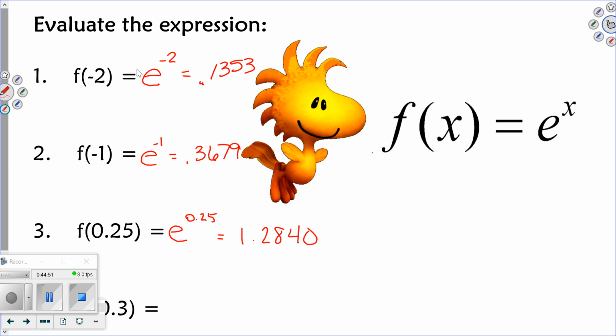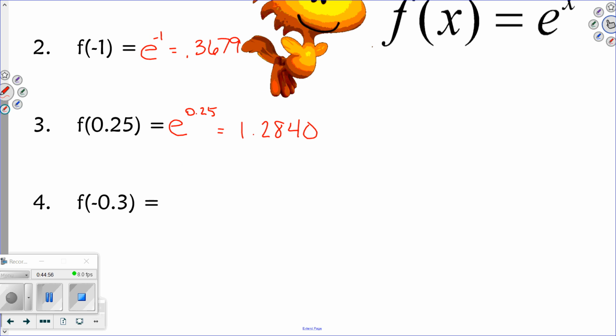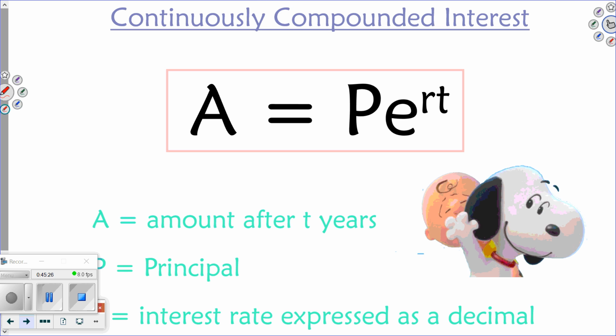1.2840. And then e to the negative 0.3. So just to 4 digits, 0.7408. So e, yes, it's a letter, but it actually is a number, the same way the pi symbol actually stands for a number, okay? All right. So we use e.